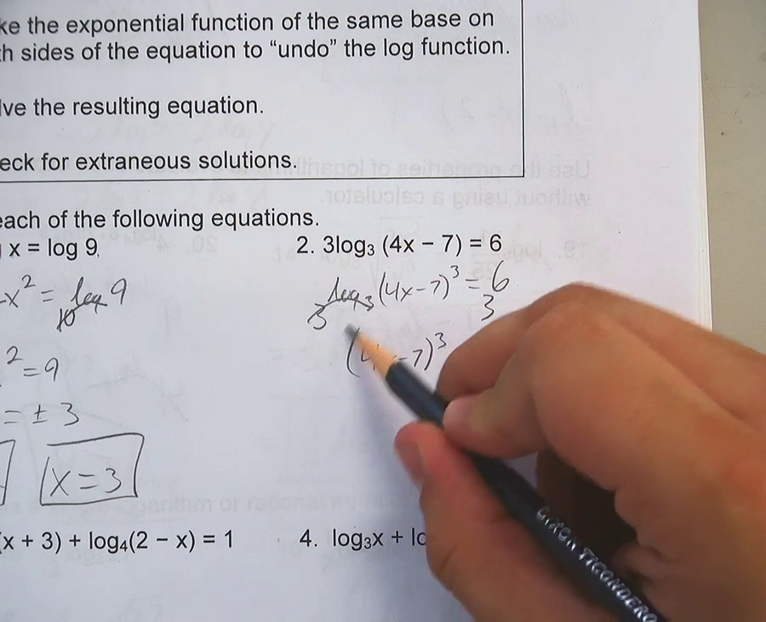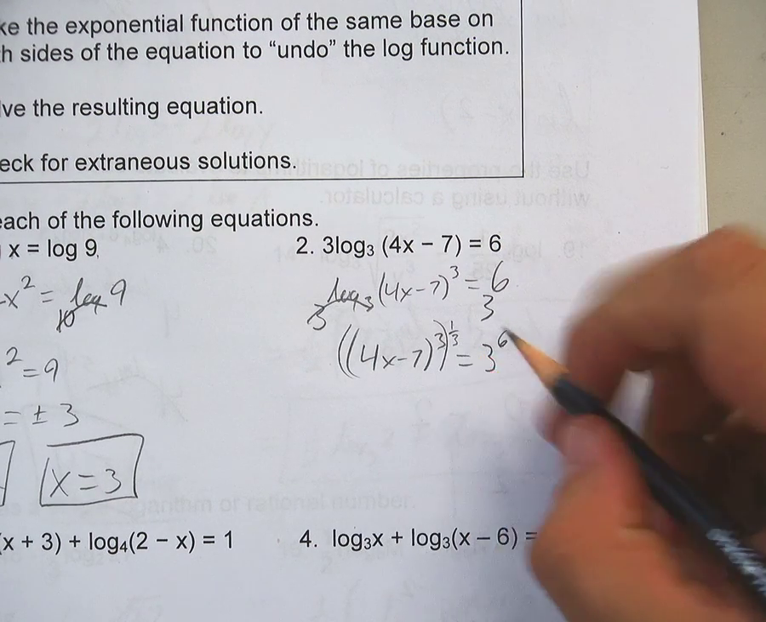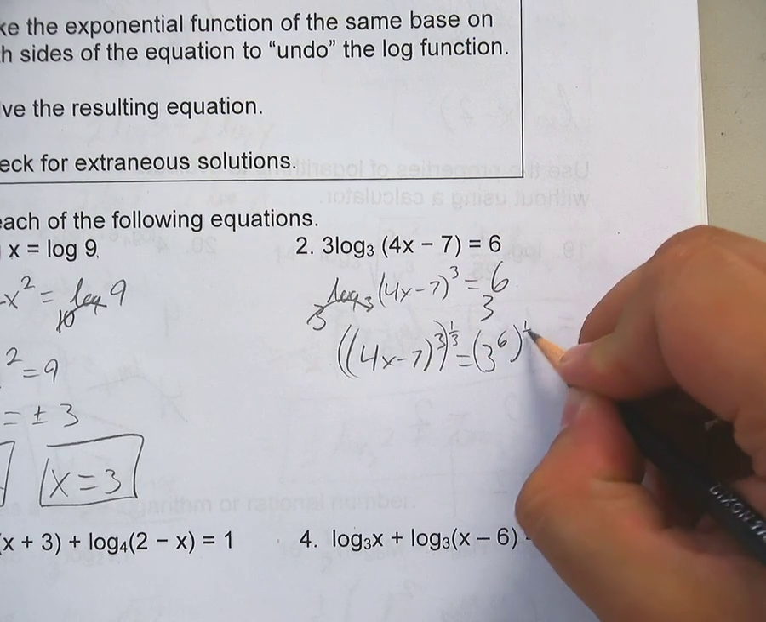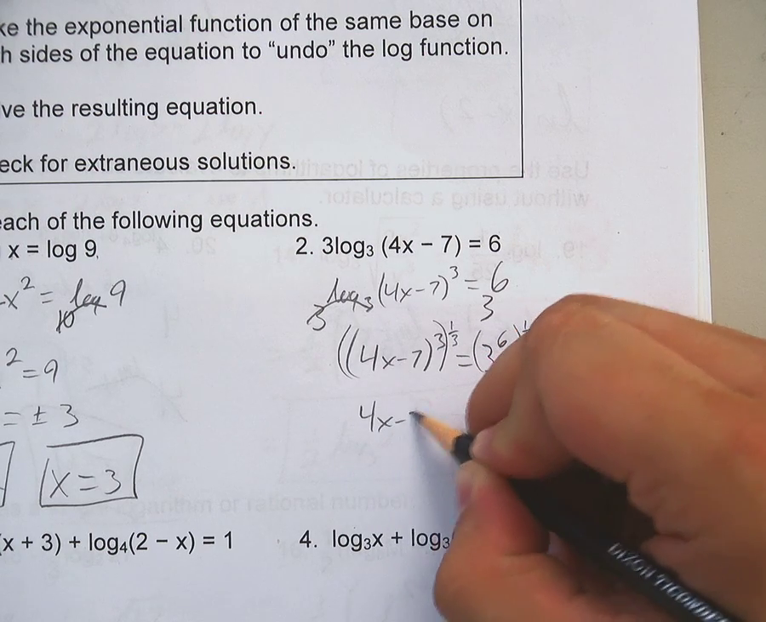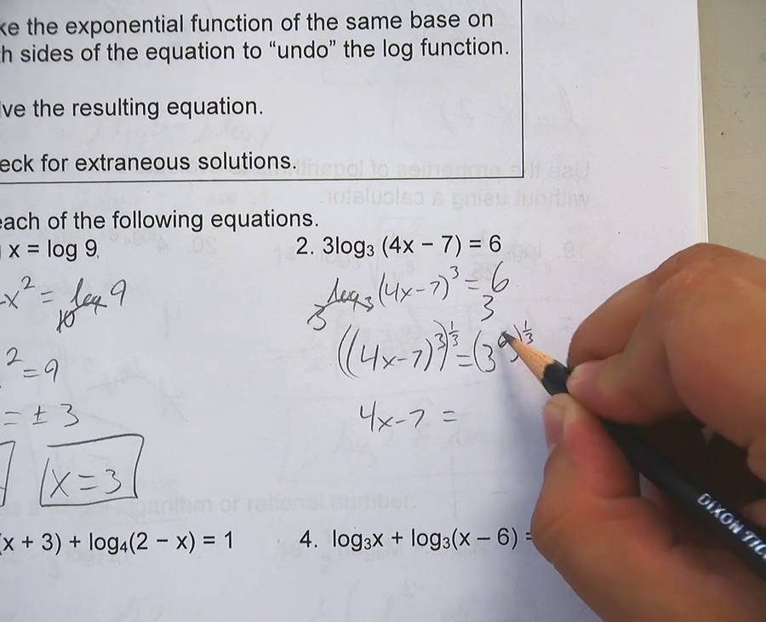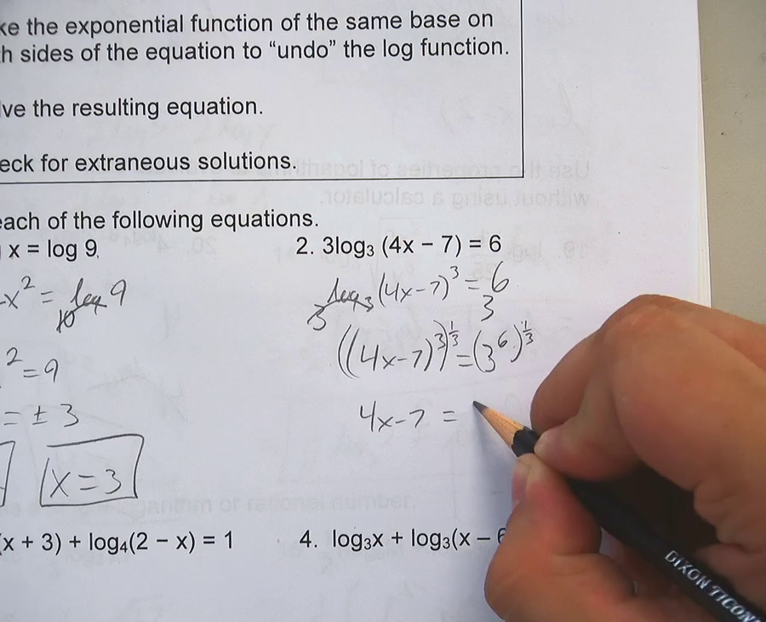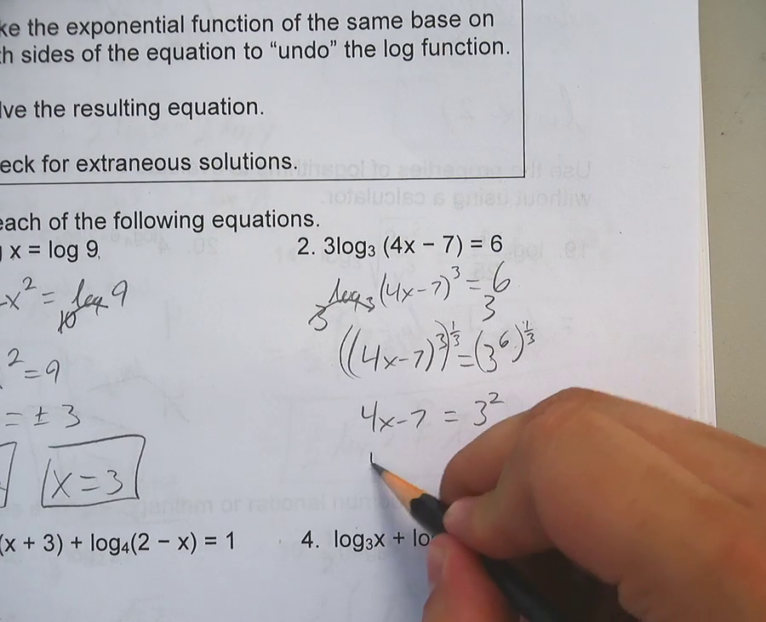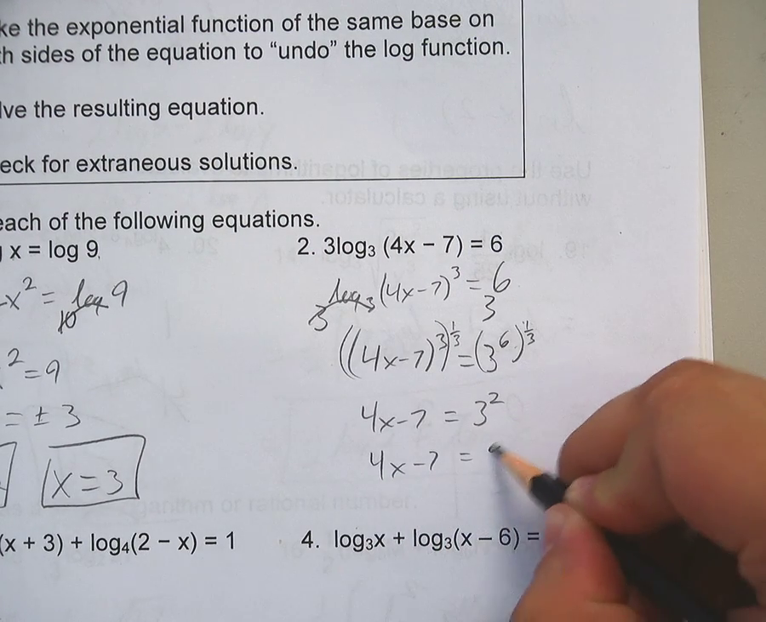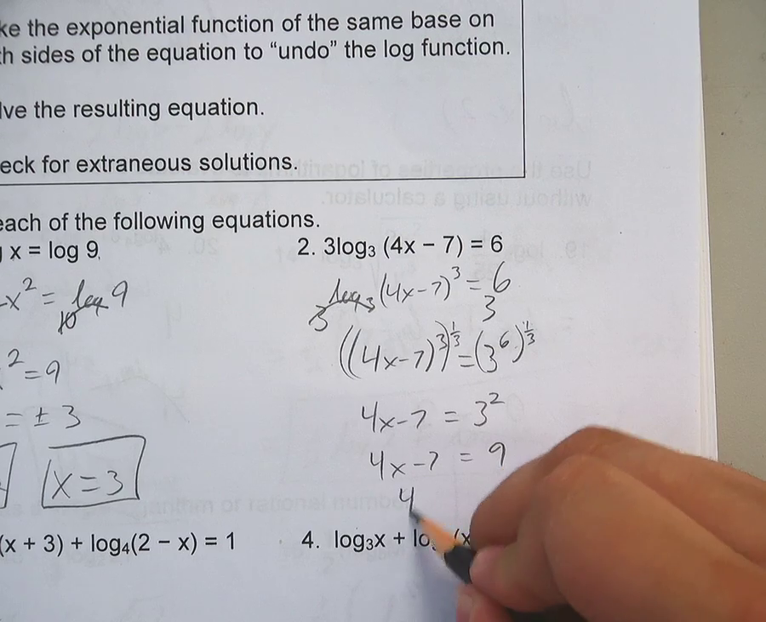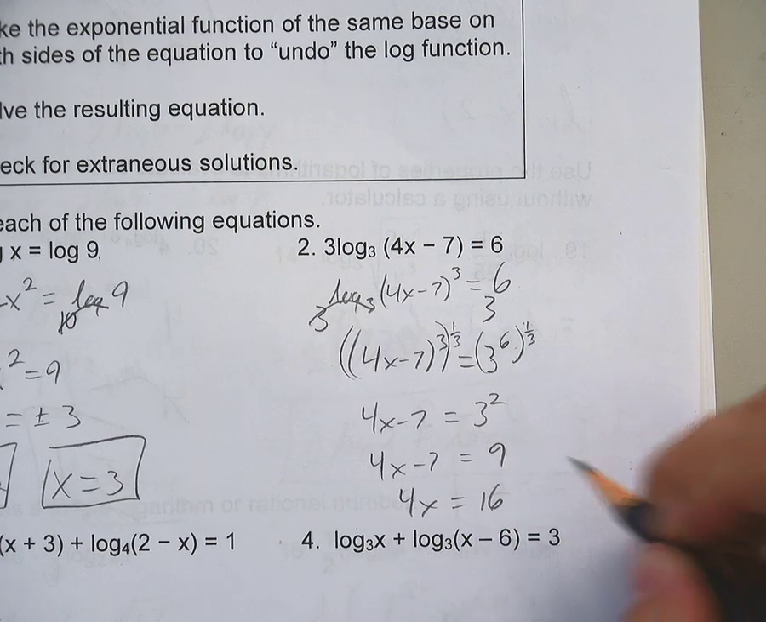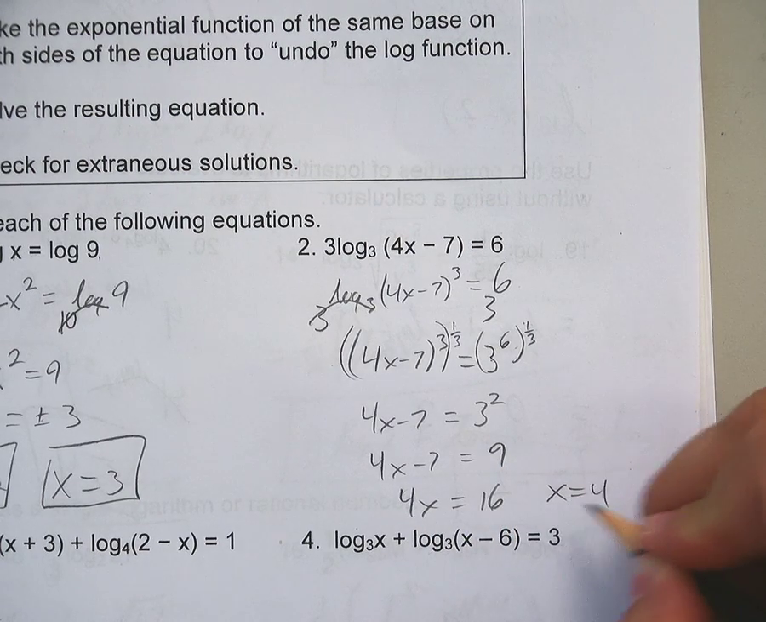Cube root, right? Raise it to the power of 1/3. You get 4x minus 7 equals 6 over 3 is 2, 3 squared. So 4x minus 7 equals 9. Add 7, you get 4x equals 16, so x equals 4.